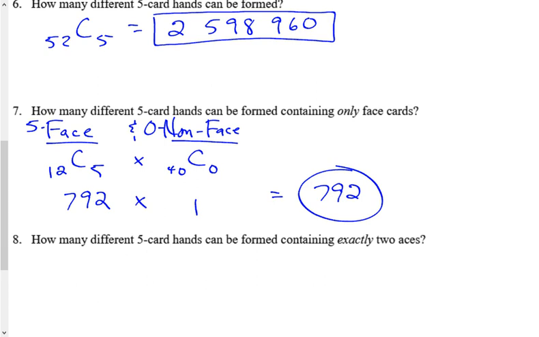But sometimes, just to be careful, it's helpful for us to make sure we're considering the entire deck. So you'll notice this 12 and that 40 add up to 52. So I've considered all the cards in the deck. And this 5 and that 0 add up to 5, and that's how many cards I want. So I've considered the entire deck, and I've considered in total how many cards I want. If you choose to leave off this 40 choose 0, that's fine. You still get the right answer.